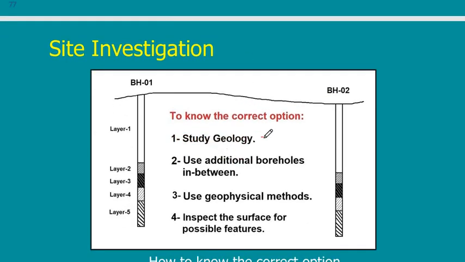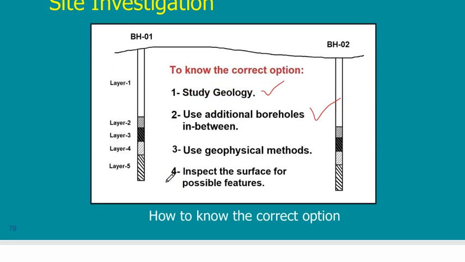Number one, I have to study geology. Number two, I have to use additional boreholes, but not an extensive amount. Based on my study of geology, I will know the adequate amount of boreholes that I need for a site. By the way, in our code, they say that in any site, as a minimum, you can have one borehole for each 300 square meters, and they will tell you the depth to go.